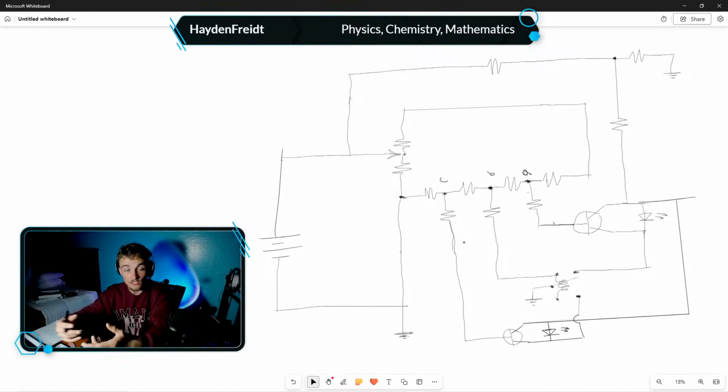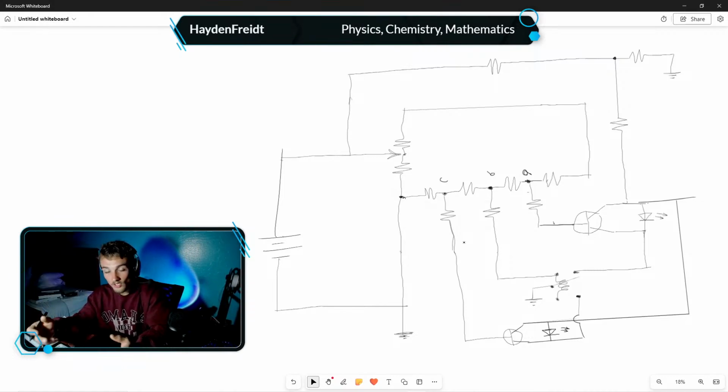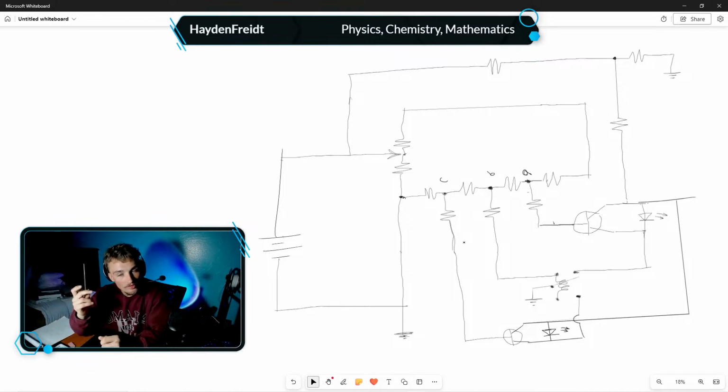And we're going to do this through Ohm's law, Kirchhoff's loop rule, and Kirchhoff's junction rule. I thought I said one more thing earlier too, but I don't know. That's pretty much it.